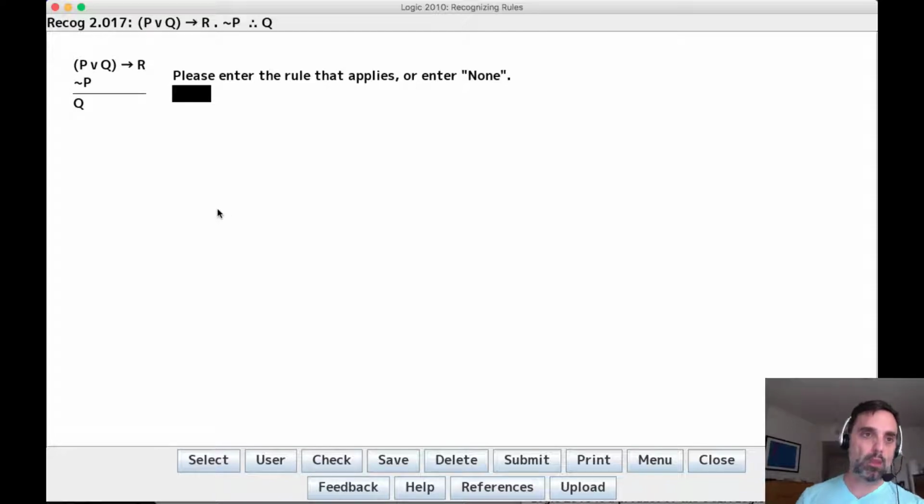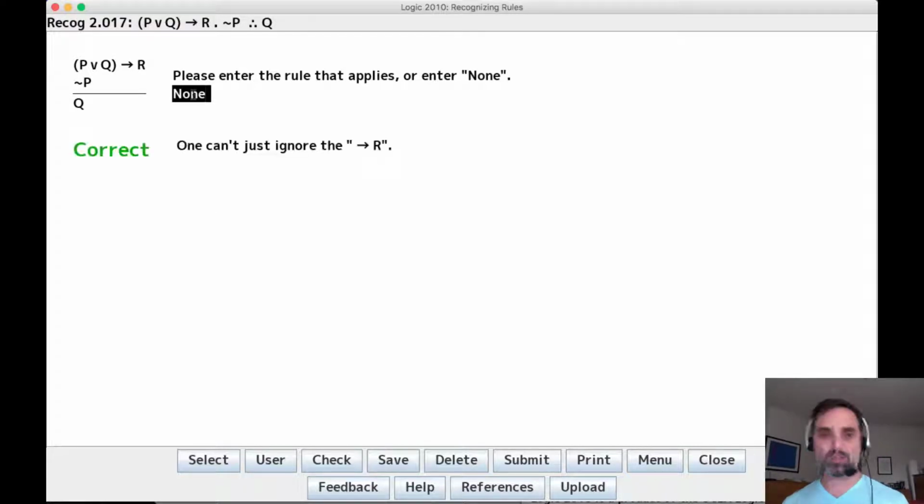17. P or Q, if P or Q then R, not P, therefore Q. This just isn't anything. It's applying MTP to the antecedent of the conditional, and you can't do that. So, no good.